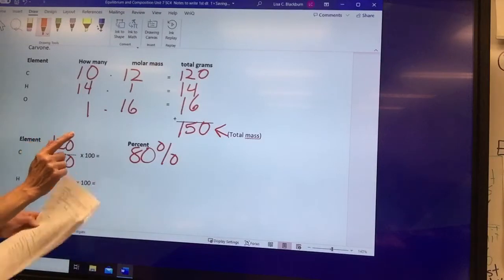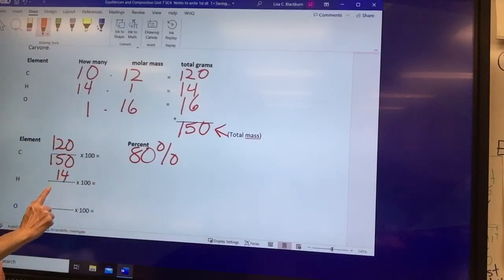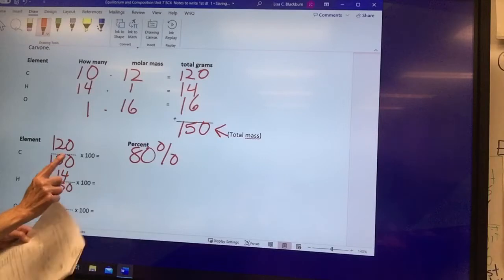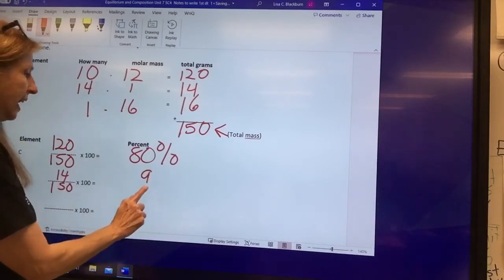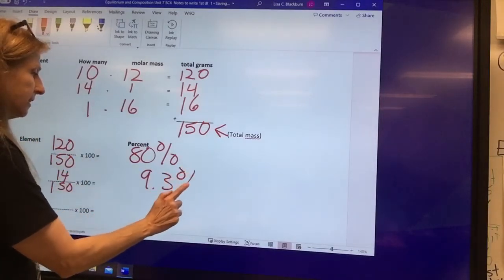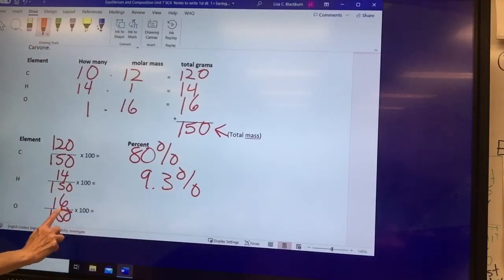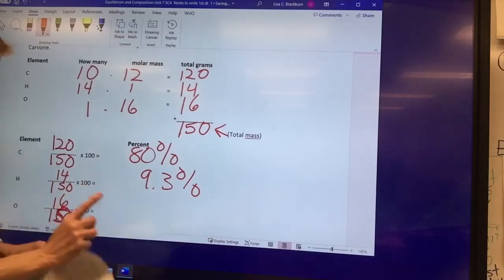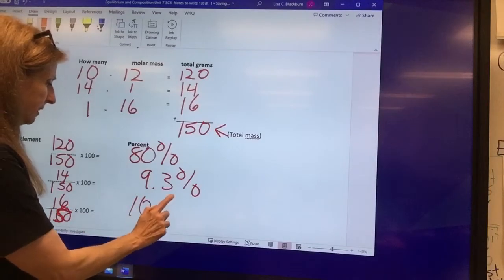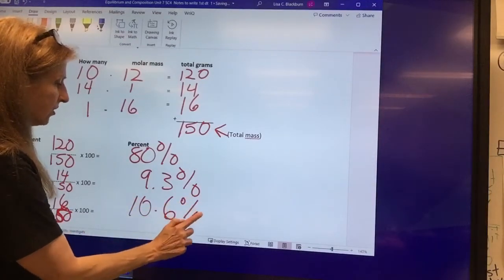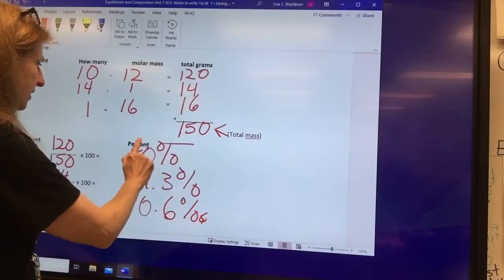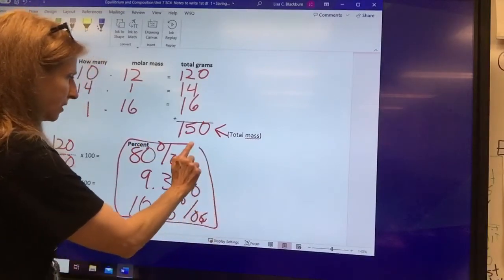For our hydrogen, it's 14 divided by 150 times 100. So it's 9.3%. And then 16 divided by 150, that's 10.6%. And those are your answers. So this would be what you put a little box around.